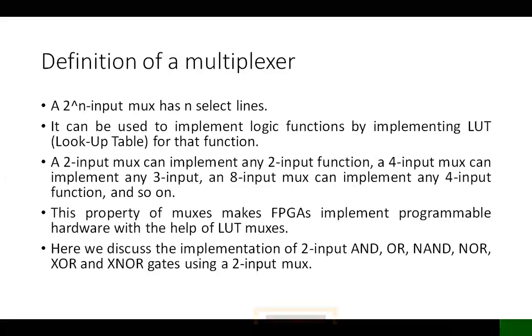If a question is asked, what is a multiplexer? This is going to be your answer. A 2^n input MUX has n select lines. It can be used to implement logic functions by implementing a LUT. You will be studying more about this next year, in your fourth semester. There's a subject called system design using HDL, hardware description language. There you will be exclusively studying how to implement your LUTs, lookup tables.